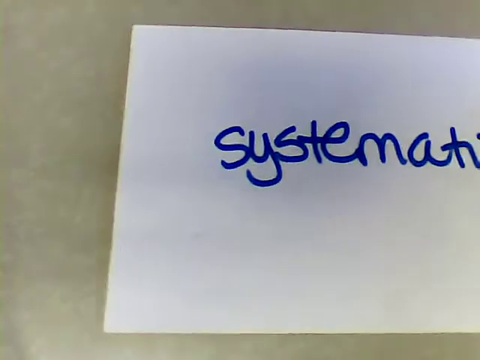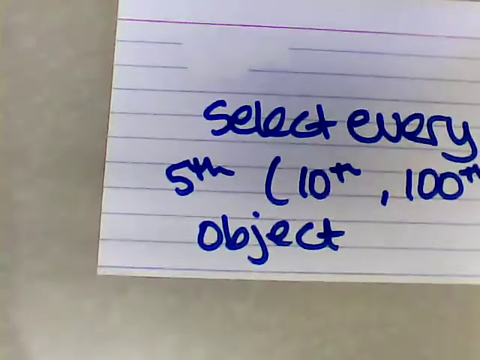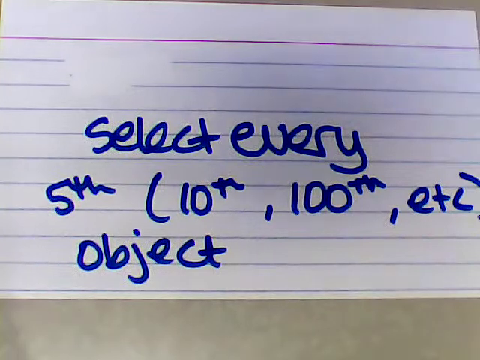Another sampling technique is called systematic. This is when typically you have lists of some kind. You randomly choose a starting point, and then from that point on, you select every 5th or 10th or 100th object from that randomly selected starting point. So there's a system to the way you are selecting your sample. So that's called systematic.